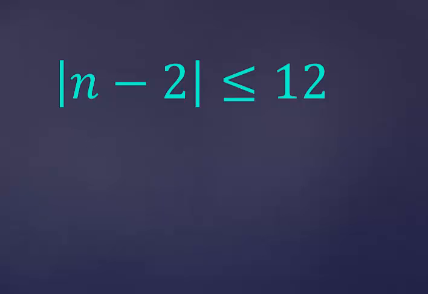Okay, so to solve this inequality, the first thing we're going to do is set up our two cases. Case 1 is going to be when the expression n minus 2 is less than or equal to 12. Case 2, are you thinking ahead and guessing what it could be? The expression n minus 2, which does not change, is going to be greater than or equal to negative 12.